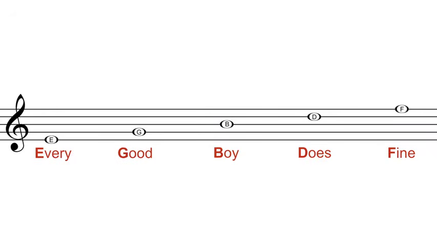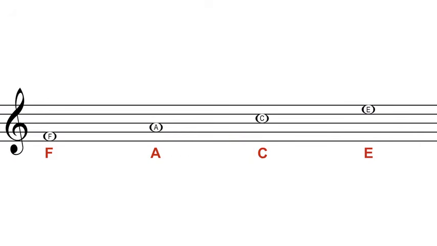So here's an easy way to memorize the notes and the spaces. For the lines, we use a simple phrase, also called a mnemonic. Every good boy does fine. E, G, B, D, F. And the spaces is even easier. Face. F, A, C, E.